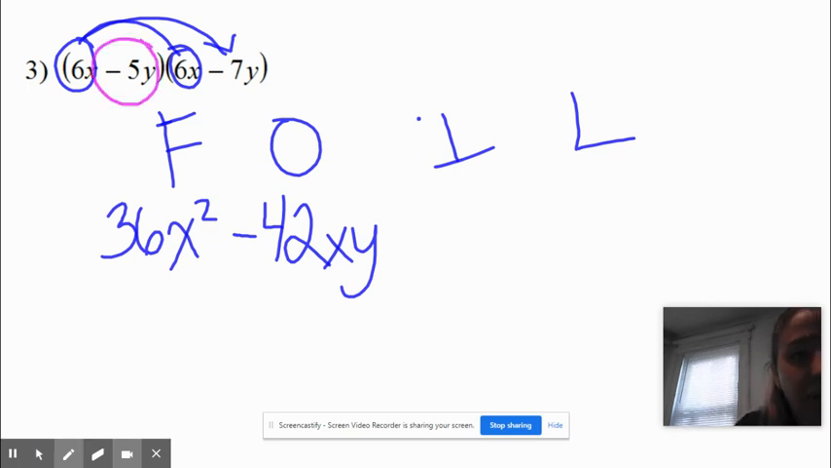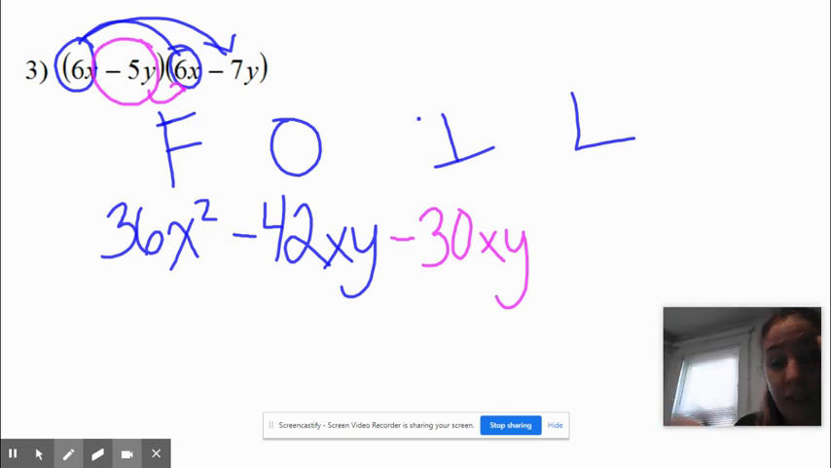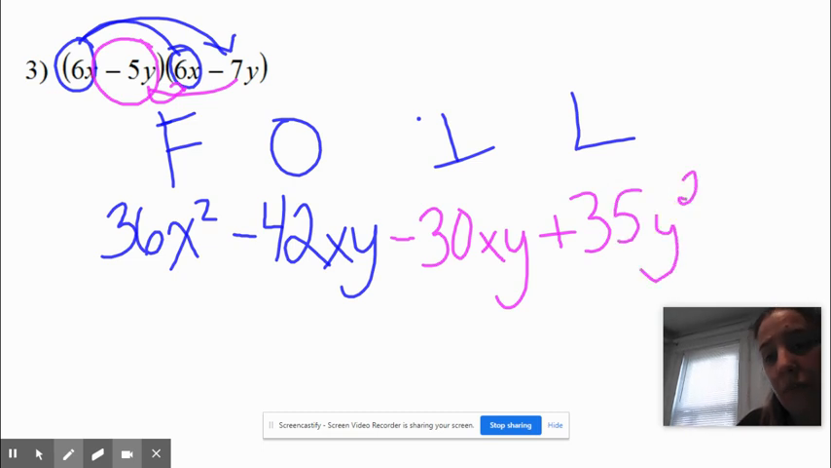Negative. Don't lose your negatives. Negative 5y times 6x is negative. 5 times 6 is 30. And y times x is really xy because we just go alphabetically. It's okay to switch the order of things that are being multiplied. No big deal. Negative 5y times negative 7y. Negative 5 times negative 7 is positive 35. And y times y is y squared.